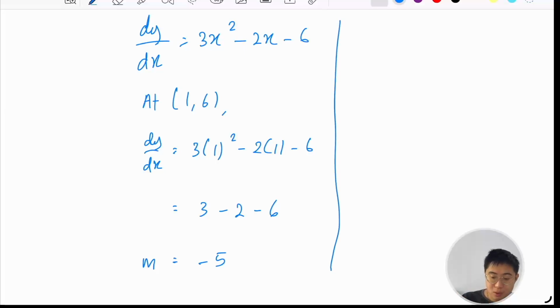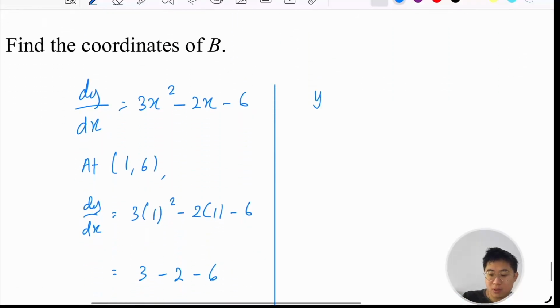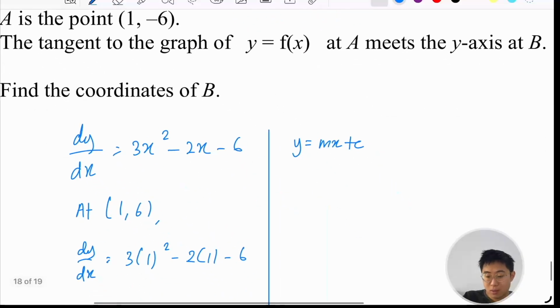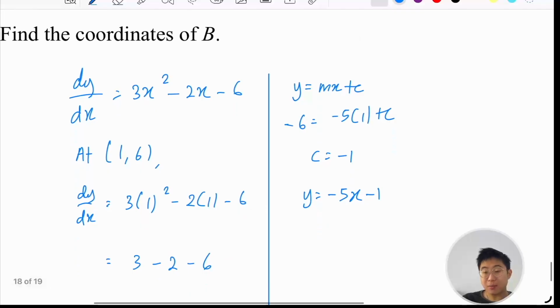Okay, so I have a gradient, and I can now get my tangent line. Tangent is always a straight line. So y equals mx plus c, right? Sub it in. There's a very nice formula as well, but I'm not going to teach that here because we're trying to go no memory. So I don't have to memorize that really long formula. I will just do y equals mx plus c. I know what the y and the x are. It's -6 and 1. So -6 equals -5 times 1 plus c. c equals -1. So y equals -5x minus 1. So that is my tangent equation.